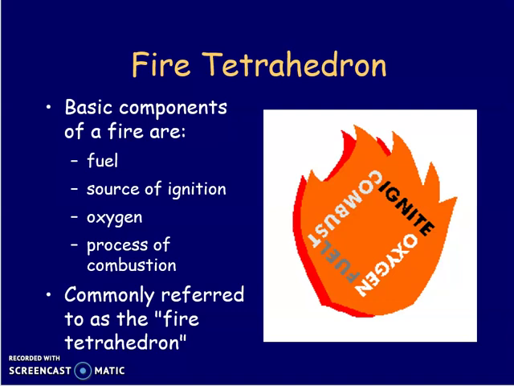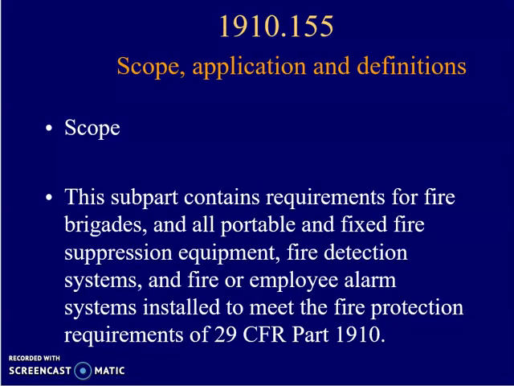Fuel, for instance, gasoline, wood, whatnot. A source of ignition, a match or electrostatic discharge. Oxygen: there needs to be oxygen in the atmosphere in order for fire to actually start. And the chemical reaction, the process of combustion itself. This is commonly referred to as the fire tetrahedron.